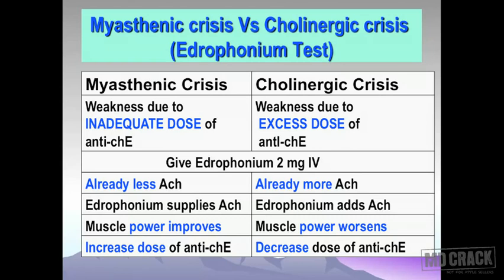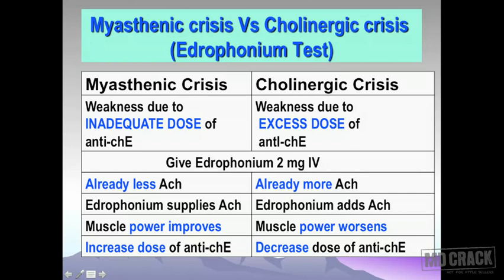It proves that probably the dose of the anti-cholinesterase medication which this patient was receiving was inadequate, was falling short, and this is why the patient was getting weakness. So we call it myasthenic crisis. Since we already know this has happened due to the inadequate dose, we need to increase the dose of the anti-cholinesterase medication. This is the approach for your myasthenic crisis.